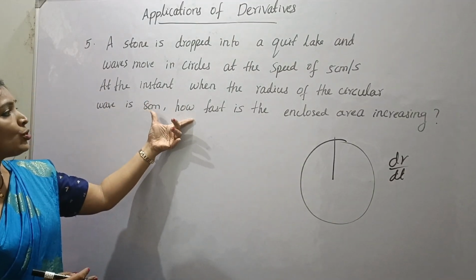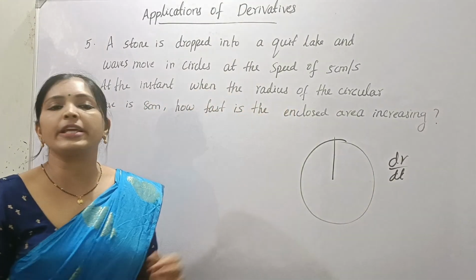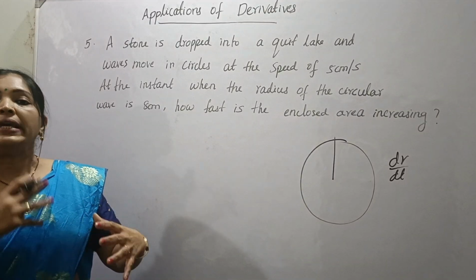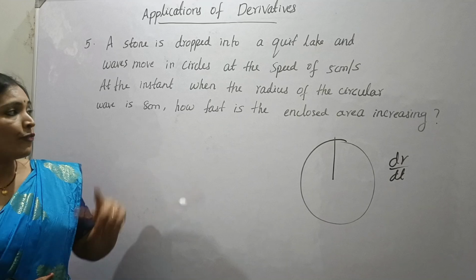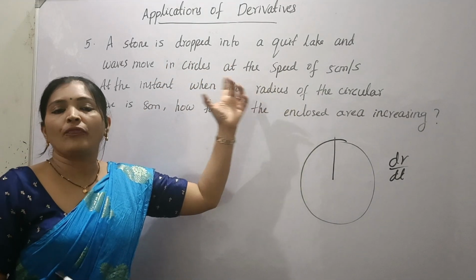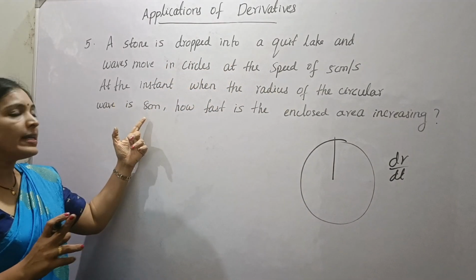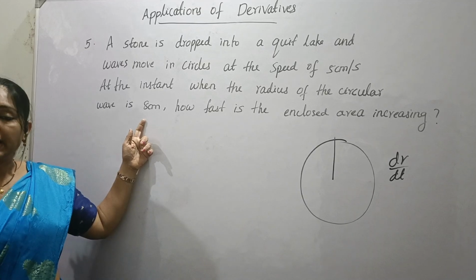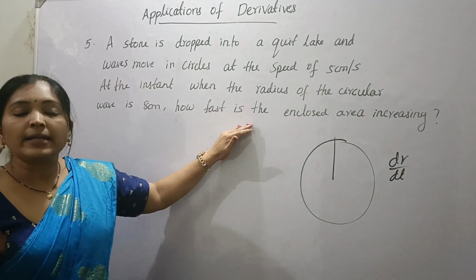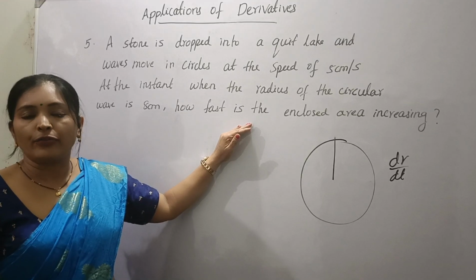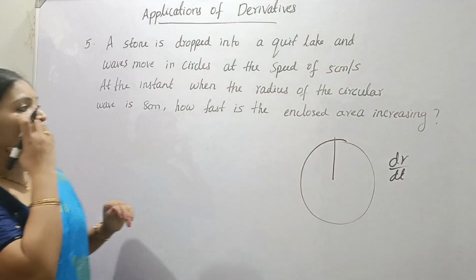We have to find how fast the enclosed area is increasing. See how the area changes for a second. That we have to find when the radius of the circular wave is 8 centimeter. When the radius is 8 centimeter, what is the change in area per second? So that we have to find.